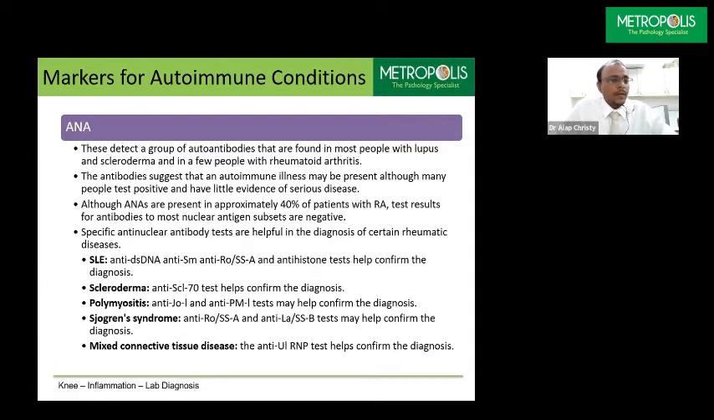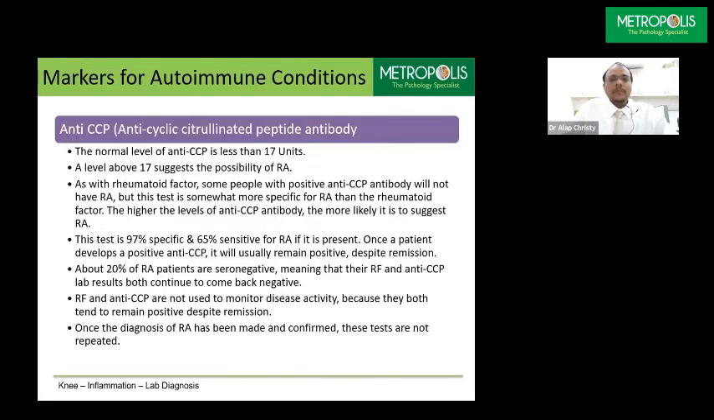Now, when we talk about the specific anti-nuclear antibody tests for SLE: anti-dsDNA, anti-Sm, anti-Ro/SSA. So when there is systemic lupus erythematosus, we will definitely have other clinical picture, but this will be the definitive diagnosis as far as the knee pain and the autoimmune conditions are concerned. Similarly for scleroderma, polymyositis, Sjogren, and also the MCTDs.